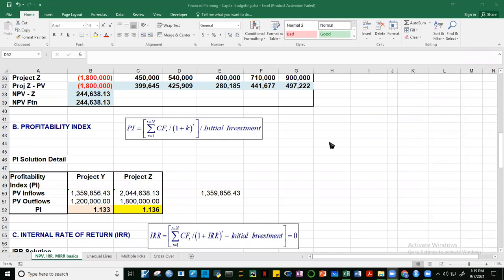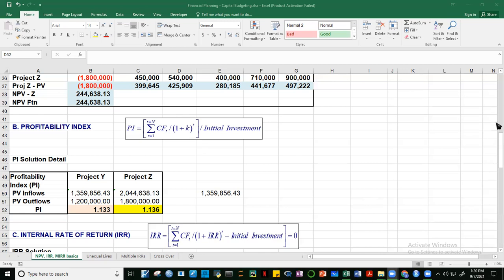Okay, Z. All right. Yes, you're correct. Bakit Z? Kasi guys, so I'll just explain, no? Kasi mas mataas yung profitability index niya. Di ba? 1.136 ito, 1.133. In other words, guys, sa bawat piso na in-spend na initial investment, mas malaki yung present value ng cash inflow na makukuha ni Project Z compared to Project Y.